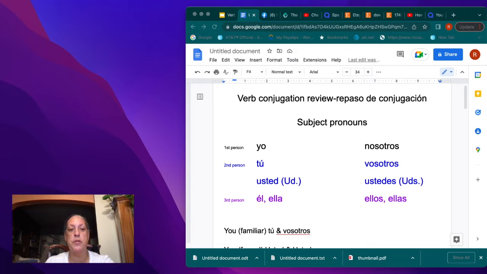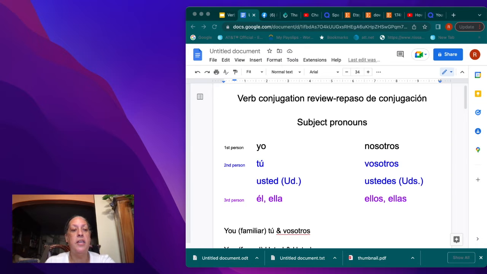Nosotros, first person plural. You have second person, tú and vosotros, which are your familiar informal use, and then usted, ustedes, which are your formal use. Third person, él y ella, él being he, ella being she. Ellos y ellas are your plural forms of those two.